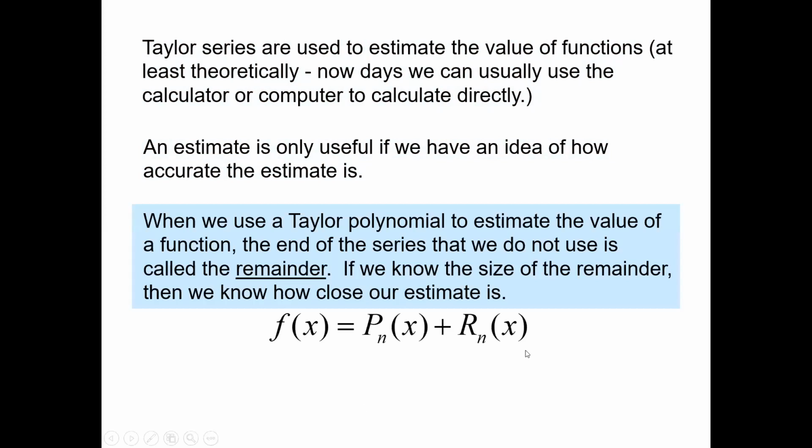This is an idea to keep in mind here. The actual function f of x is always equal to whatever your polynomial approximation is up to the 3rd term or the 4th term or whatever, plus whatever terms you don't include become your remainder. So we want to figure out how good our estimate is based on how far apart our remainder is from the actual function and our estimate.